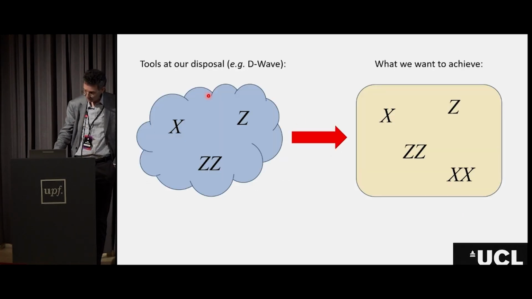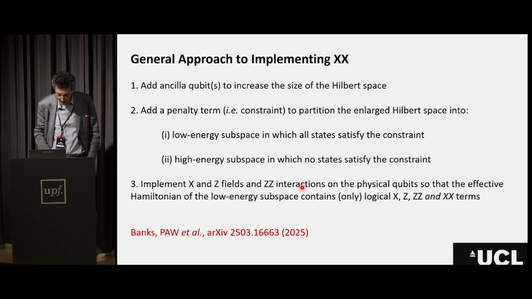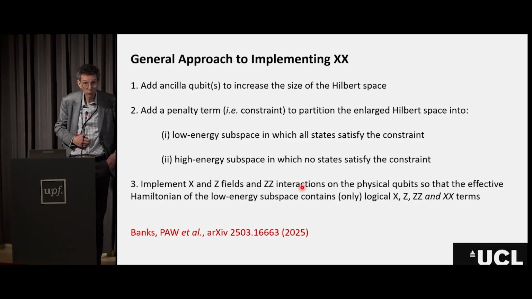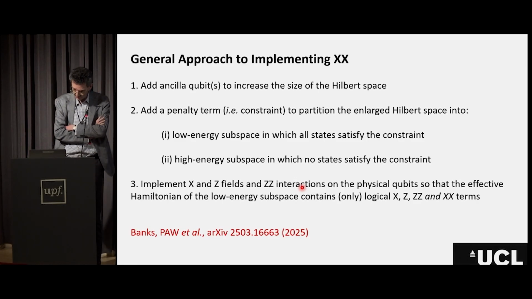So here's the problem. This blue cloud is what we have at our disposal on the D-Wave. And we want to achieve all those things in the Hamiltonian plus something that looks like an XX interaction using only these three native X fields, Z fields, and pairwise ZZ interactions. How do we do it? And this is work, as I said, that was done by my former PhD student, Bobby Banks.